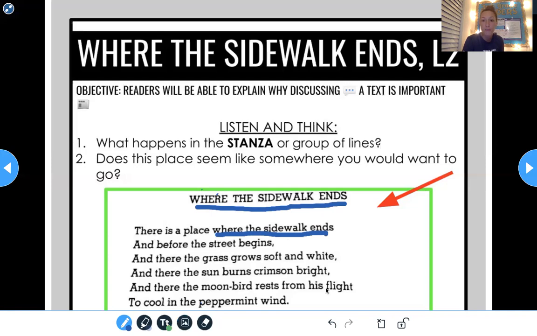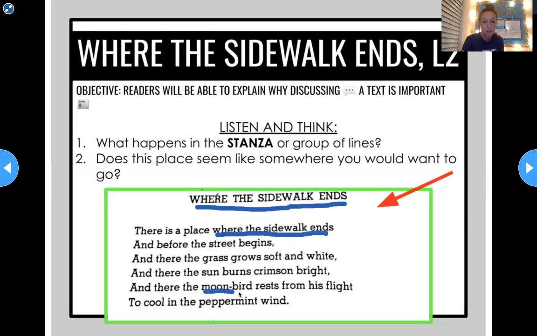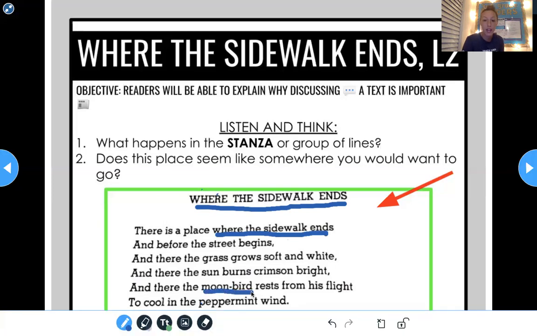Awesome. So now I'm going to go back down to where it says, and there the moonbird rests from his flight. I can annotate some things for our who. I know that I'm still on my pen because as you guys can see, it's in blue down there at the bottom. I don't need to click anything. I can just annotate right away. So, and there the moonbird, I'm going to underline moonbird. When I underline, I click and press down and drag. Click, press down, and drag. You're going to stay pressing down while you drag to underline.